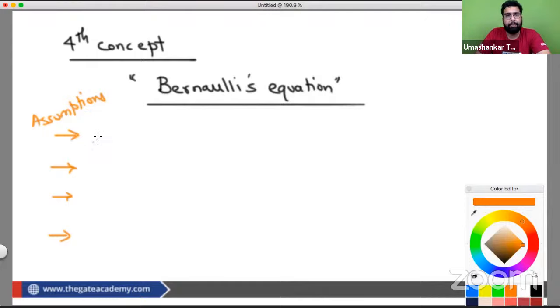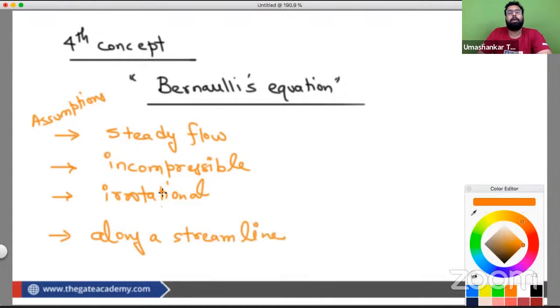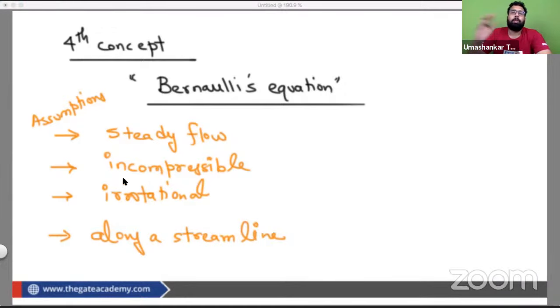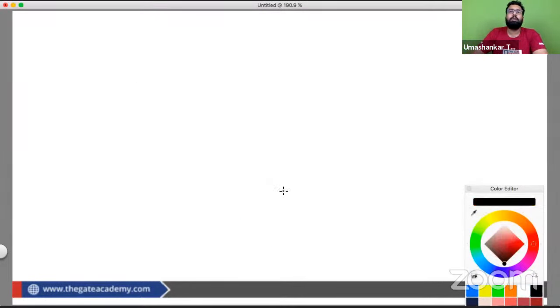So the assumptions are: first, steady flow; second, incompressible; irrotational; and along a streamline. So these are the basic assumptions of the Bernoulli equation. Is it fine, beta? I hope we all are well aware of it. And what does the Bernoulli equation say?